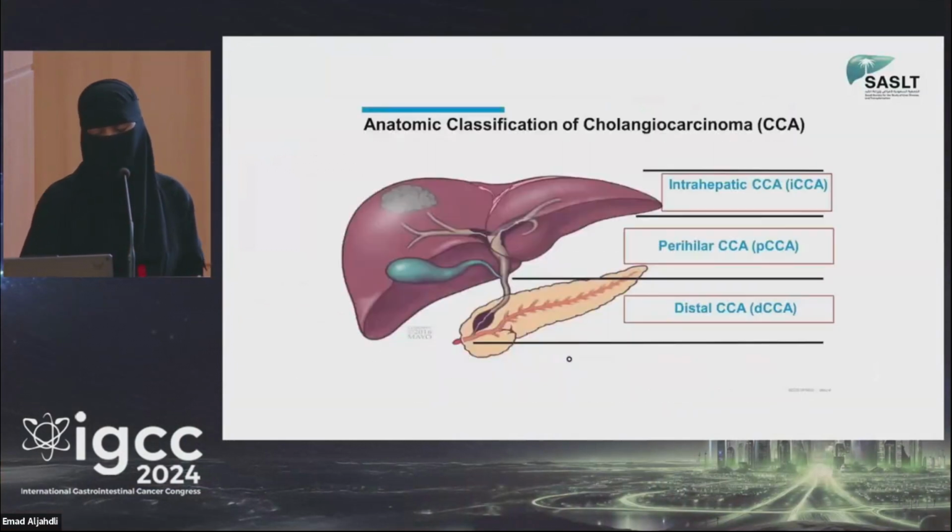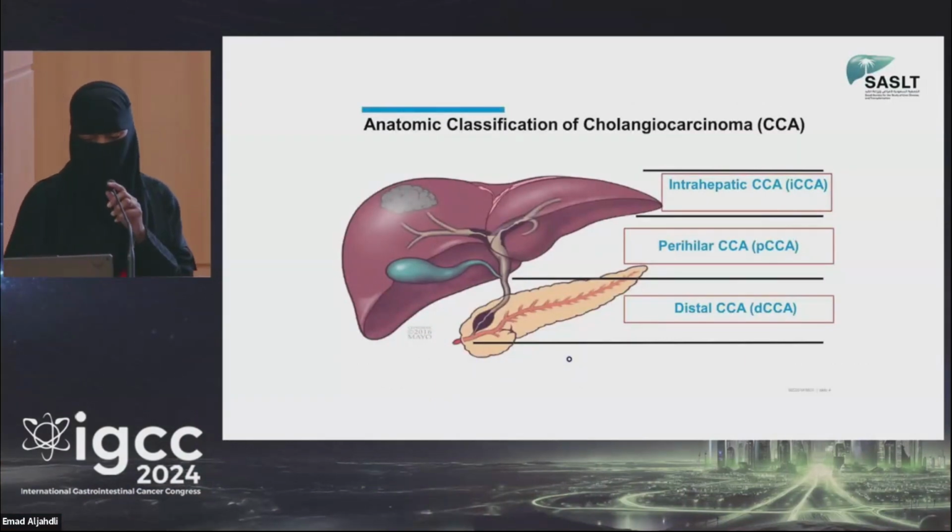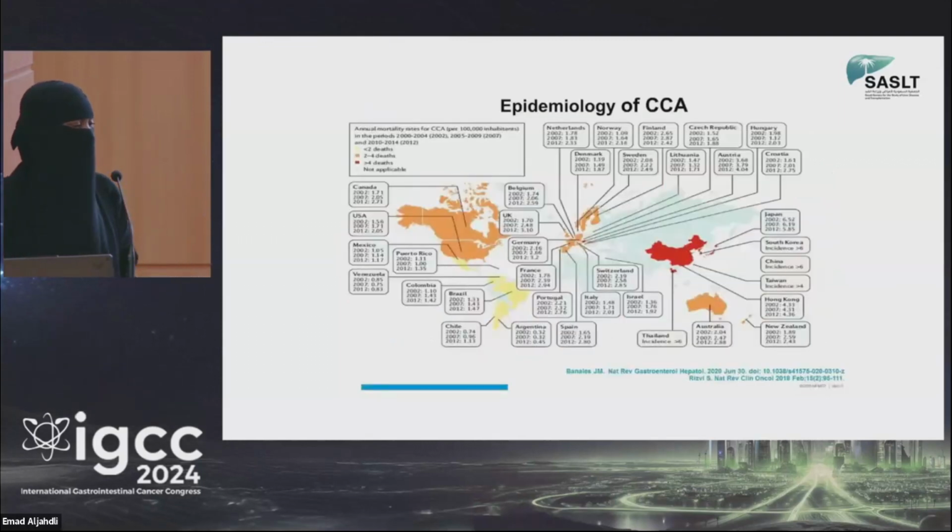With regard to cholangiocarcinoma, it can be divided anatomically into 3 groups: intrahepatic cholangiocarcinoma, perihilar cholangiocarcinoma, or distal cholangiocarcinoma at the distal part of the biliary system.